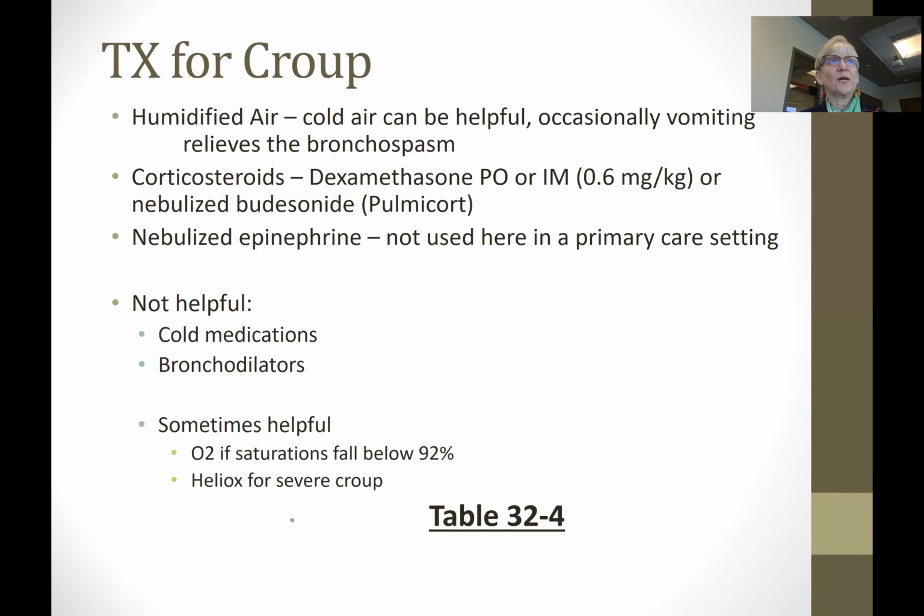Heliox for severe croup, again, you're not going to be doing that in the office. That's going to be something that's done in an acute care setting, beyond your scope of practice. Table 32.4 in your chapter is really good, so review it.